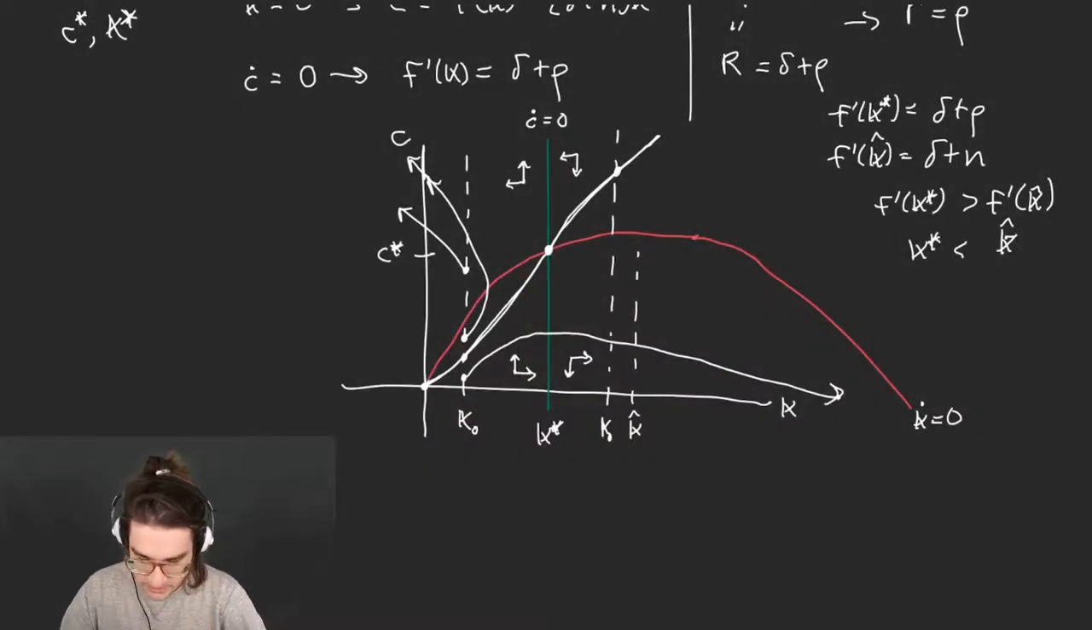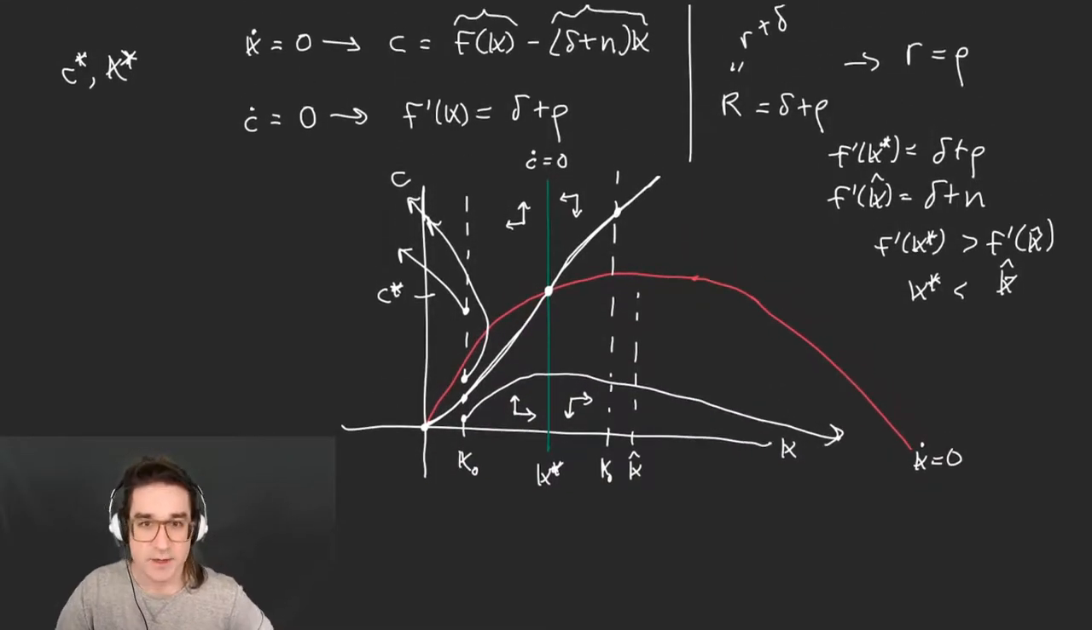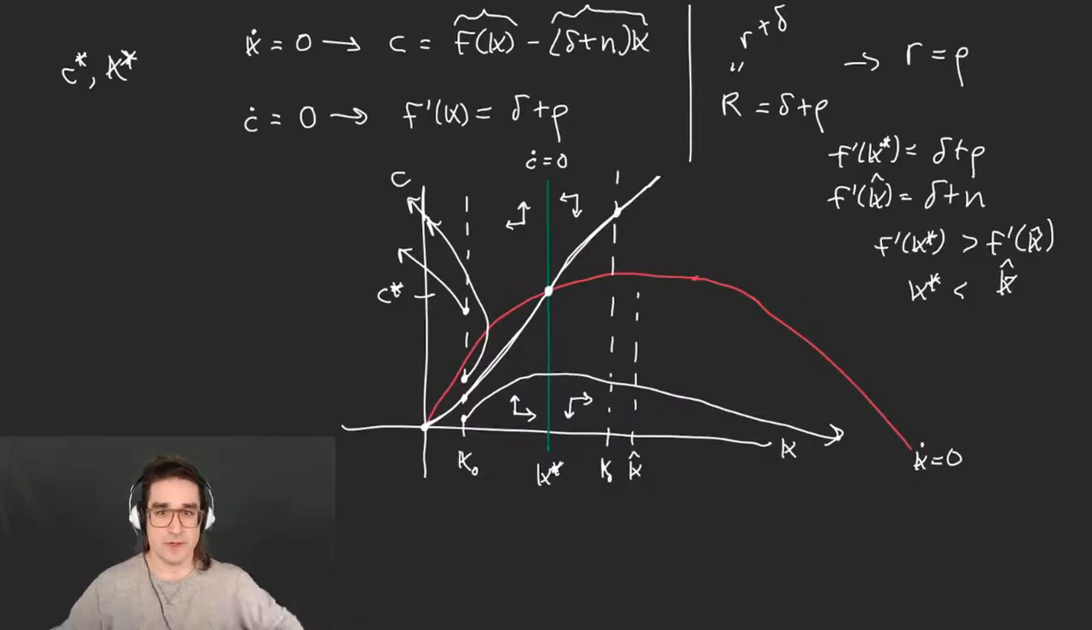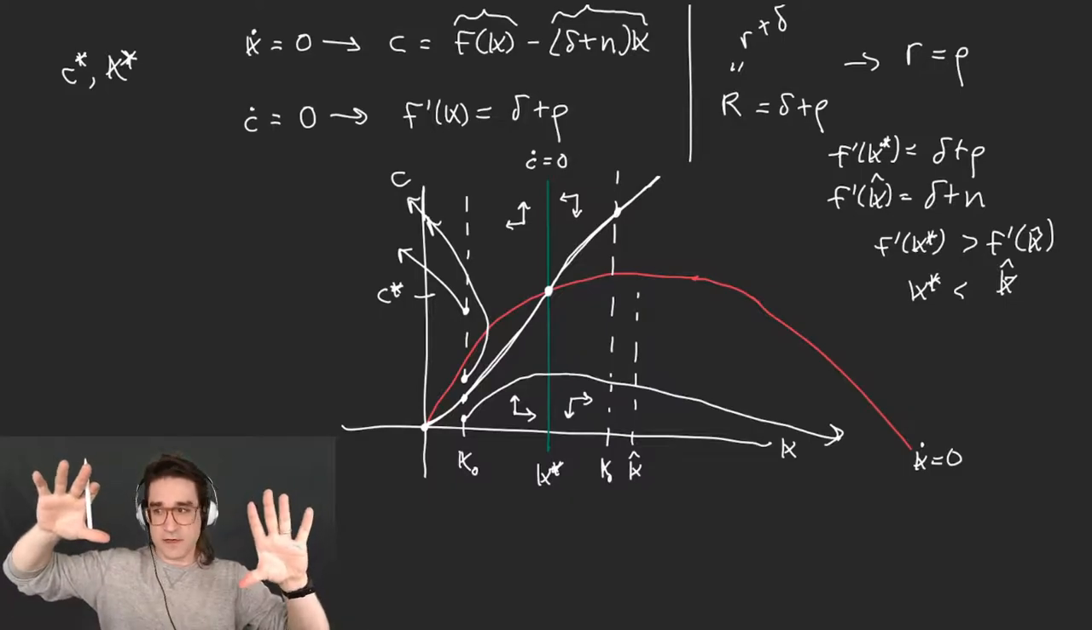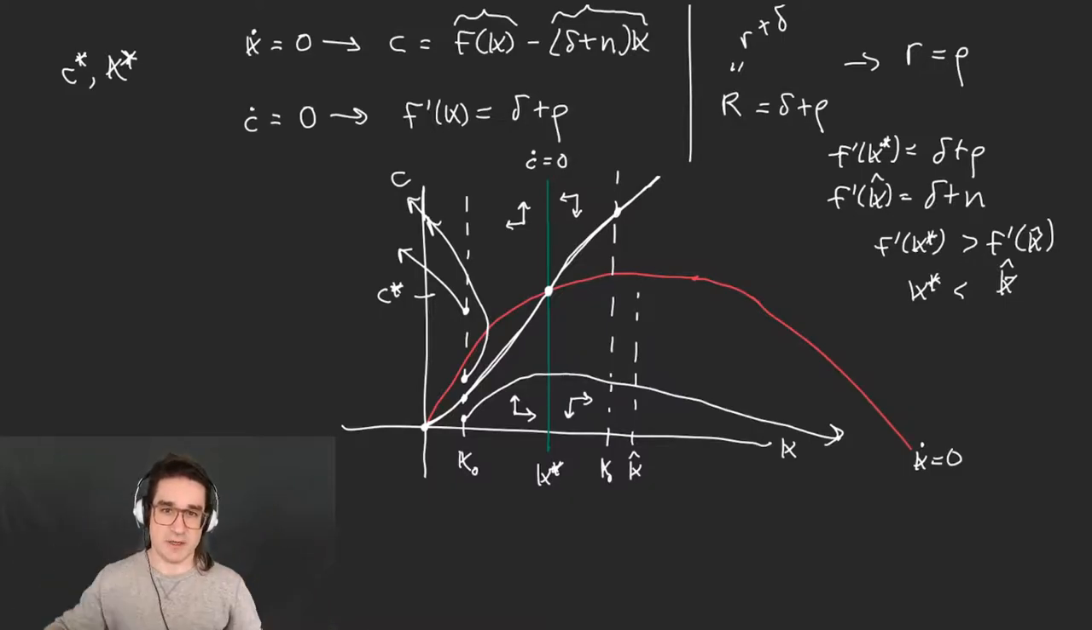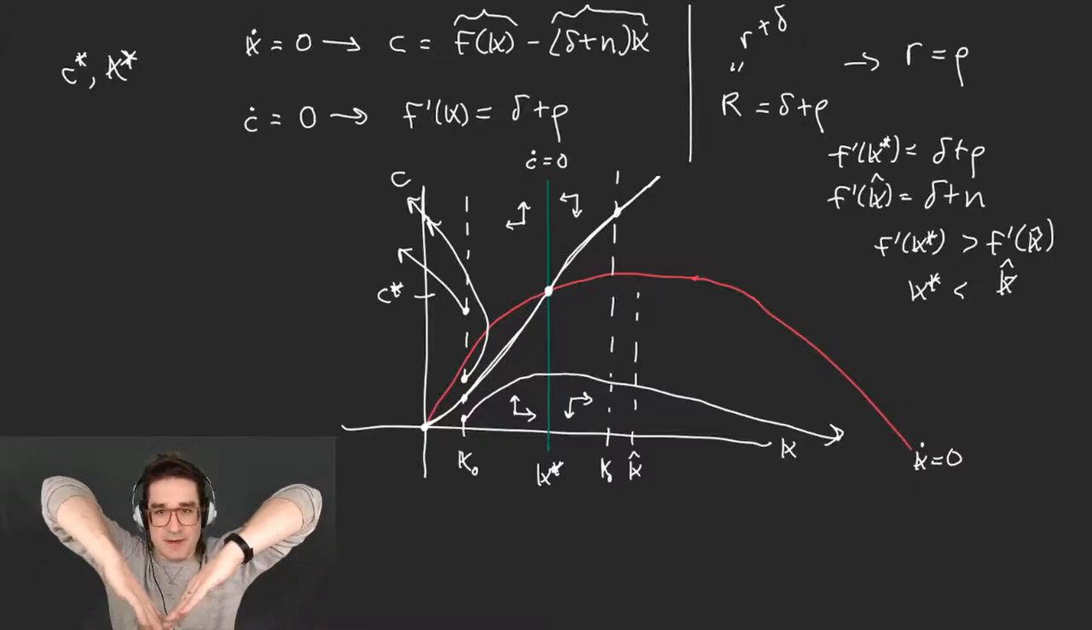So here, remember, this is where we defined this KC space. We drew the C equals 0 vertical line and the K equals 0 curve, and that broke things into quadrants, and each quadrant has a direction. The idea is that this is what's called a saddle path. If you're imagining a horse saddle, it kind of goes up in one direction, but then down in the other.